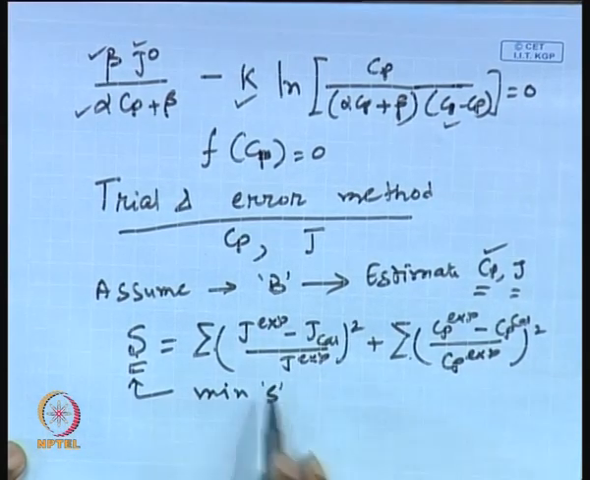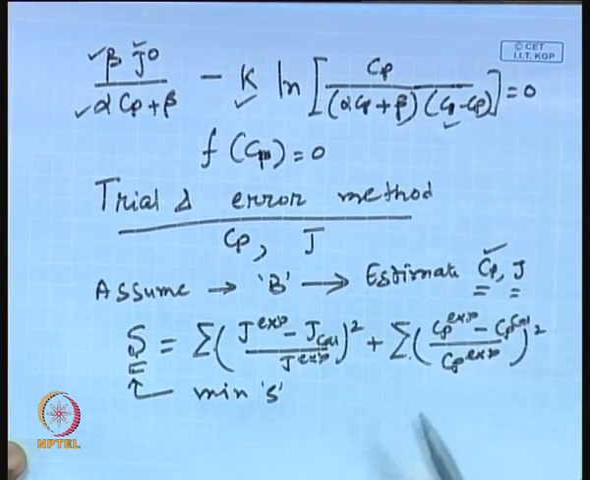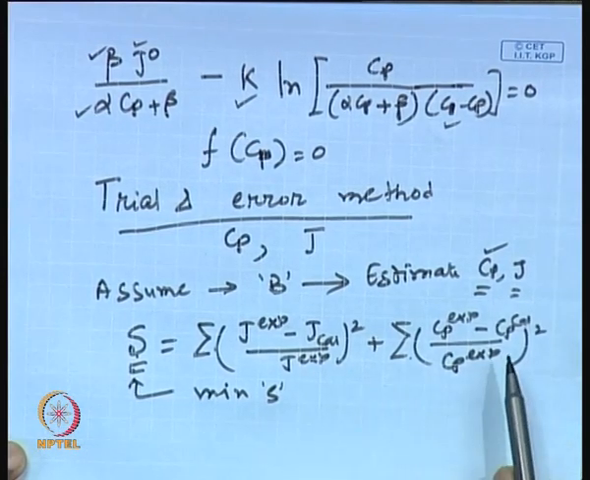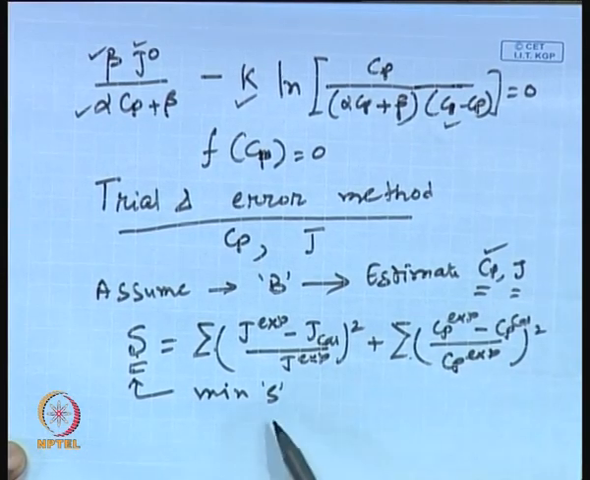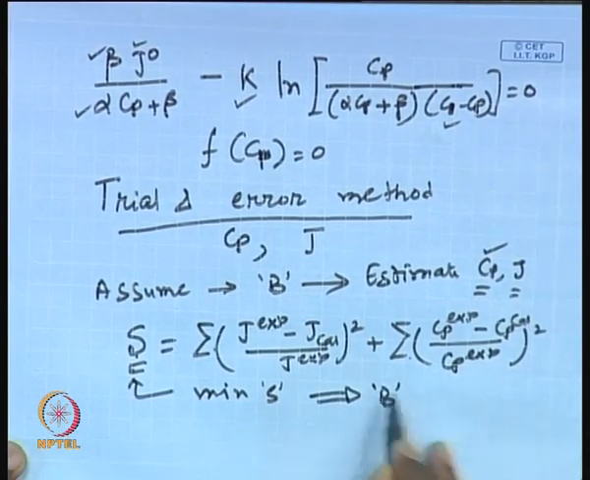Minimize S. That means you guess a value of B, compute S, you guess another value of B and compute S. If S is further lower, you guess another value of B and compute S. Likewise, you just find the minimum value of S, and the corresponding value of B will be the optimized parameter.